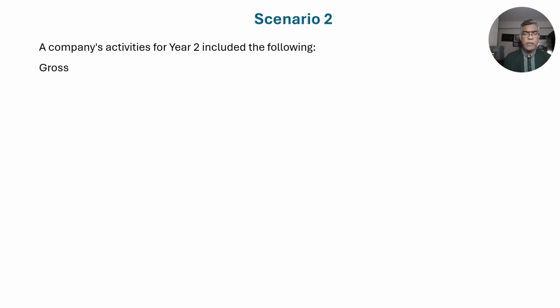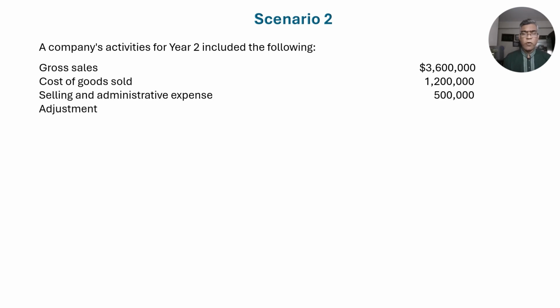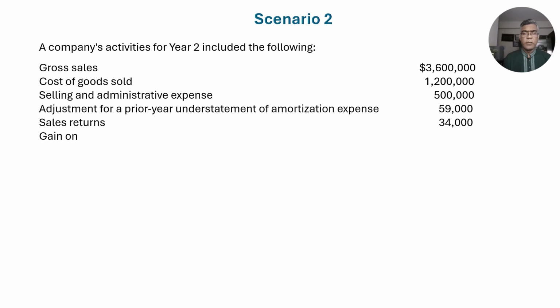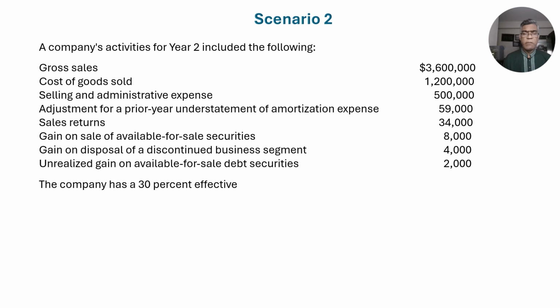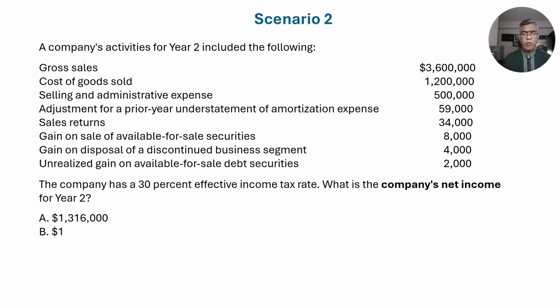A company's activity for year 2 included the following: gross sales 3,600,000, cost of goods sold 1,200,000, selling and administrative expense 500,000, adjustment for a prior period understatement of amortization expense 59,000, sales return 34,000, gain on sale of available for sale securities 8,000, gain on disposal of a discontinued business segment 4,000, unrealized gain on available for sale debt securities 2,000. The company has a 30% effective income tax rate. What is the company's net income for year 2?